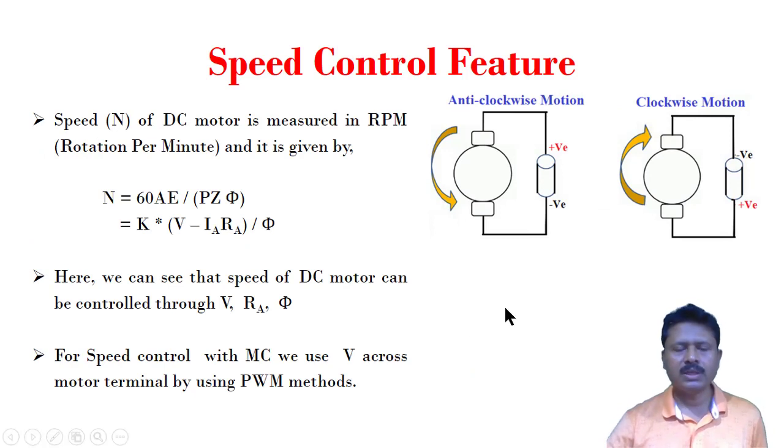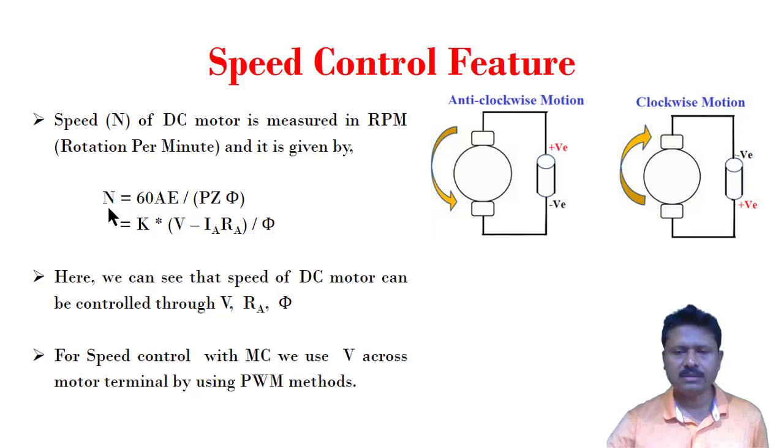Next, speed control. From the theoretical part, we know that the speed of the DC motor, N, is a function of K, which is a constant, times (V minus Ia Ra) divided by phi. Phi is the flux density, Ia is the armature current, Ra is the armature resistance, and V is the applied voltage. By changing any one of these parameters, we can change the speed.